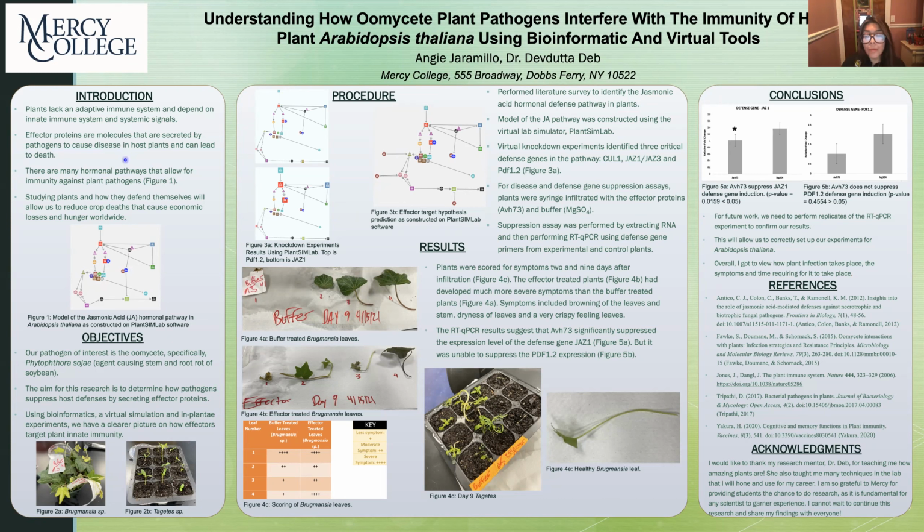So, effector proteins are molecules that are secreted by pathogens that cause disease in host plants and can lead to death. And these effectors activate hormonal pathways. For example, my research highlights the JA pathway, which we can see here in figure one. And the pathogen I am looking at is Oomycete, which is a fungal-like pathogen.